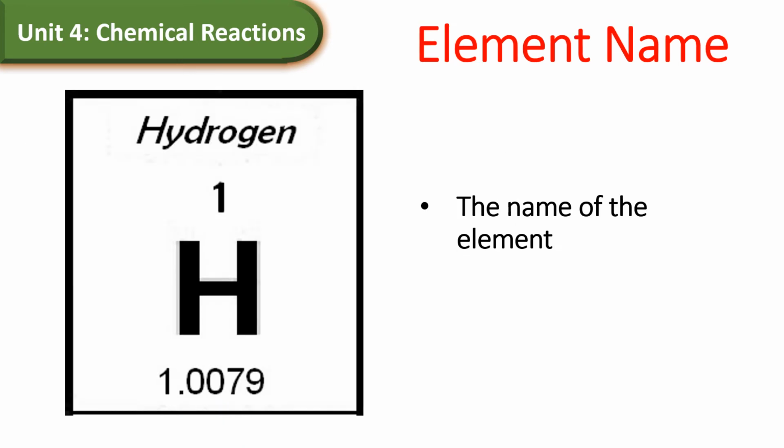And finally, we have your element name, which is simply the name of that letter. What does that letter represent? For example, if you see letter H, then that is hydrogen. If you see letter C, then that is carbon. If you see the element symbol Ne, then that is neon.